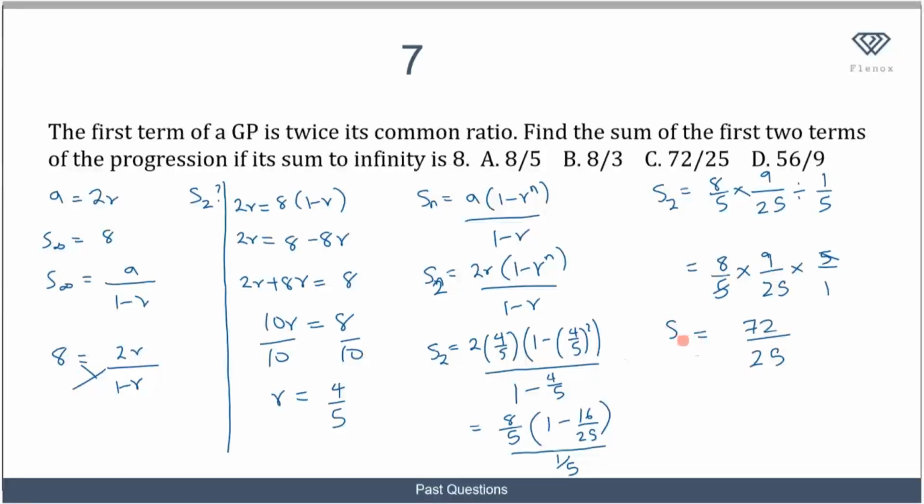So the sum of the first 2 terms is 72 over 25, and the correct option is option B. So the answer is B, 72 over 25.